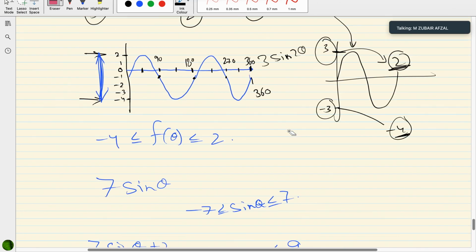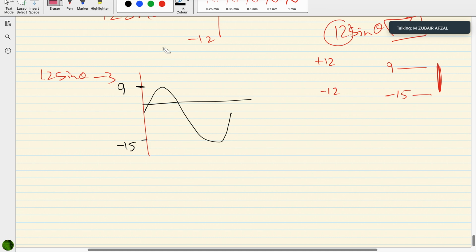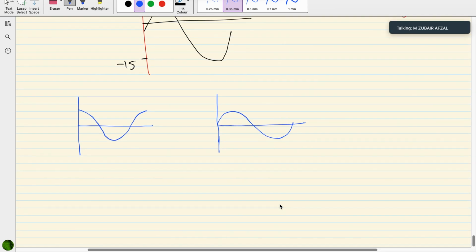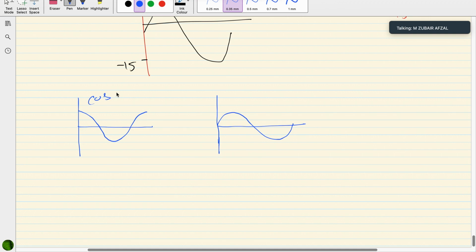Now everything stays the same for cos except the shape. All the concept is the same except the shape of the graph. This is the shape of cos, and this was the shape of sine. So everything stays the same. This is cos theta. I've written cos theta, so this is now supposed to be 1 and minus 1. For sine theta, this was again 1 and minus 1.